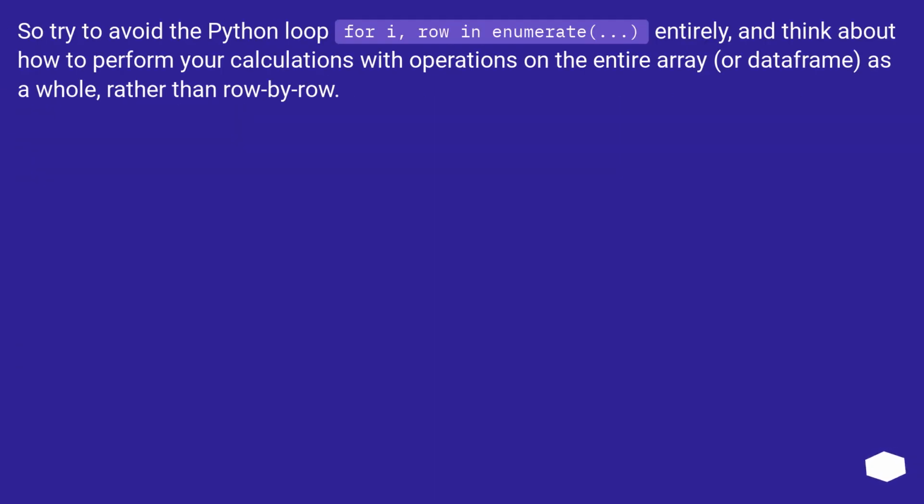So try to avoid the Python loop for i, row in enumerate entirely, and think about how to perform your calculations with operations on the entire array, or data frame, as a whole, rather than row by row.